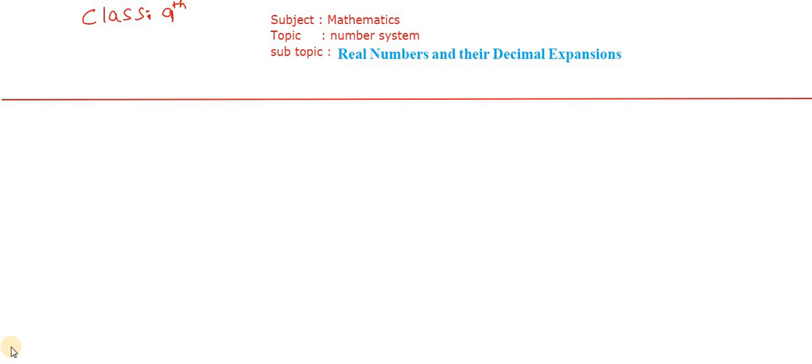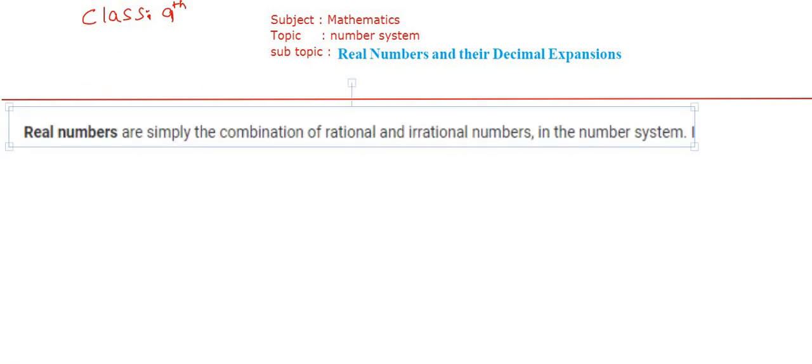Good morning, dear students. In the last class, we discussed real numbers, what is the meaning of real numbers, and also we've seen some examples of real numbers. And I told you to write 50 examples of real numbers. I hope all of you did that. Okay, now what is a real number? Real numbers are simply the combination of rational and irrational numbers in the number system. This we learnt in the last video.